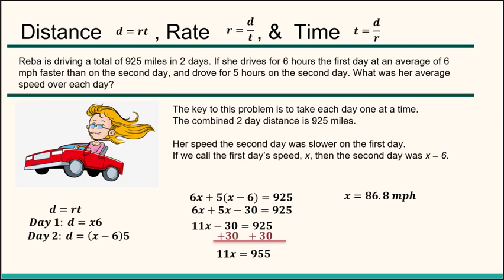Slow down, Reba. My goodness. So day 1 speed was 86.8 miles per hour. It's a wonder she didn't get a ticket. Day 2, just subtract that 6. Oops, that's supposed to be an 86.8. Hold on. Okay, that looks a little better. I can subtract 6 from that now.